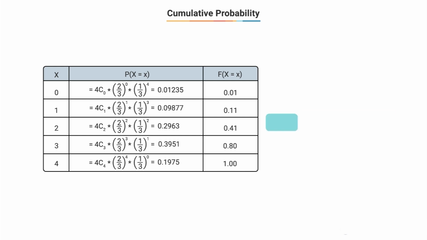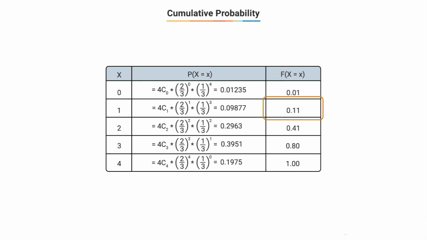Now, we already know that probability of x equal to 0 plus probability of x equal to 1 is the same as F of x equal to 1. Thus, we can write F of x equal to 2 as F of x equal to 1 plus P of x equal to 2. We know that F of x equal to 1 is 0.11, and we know that probability of x equal to 2 is 0.296. Hence, F of x equal to 2 will be 0.111 plus 0.2963, which is equal to 0.4074. Similarly, F of x equal to 3 will be 0.4074 plus 0.39506, which is equal to 80.247% or 0.80247.